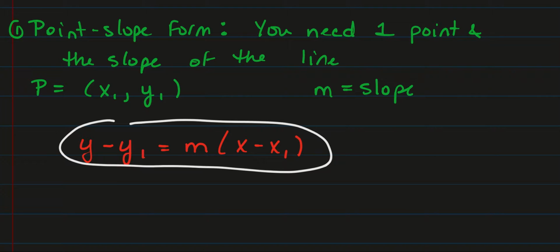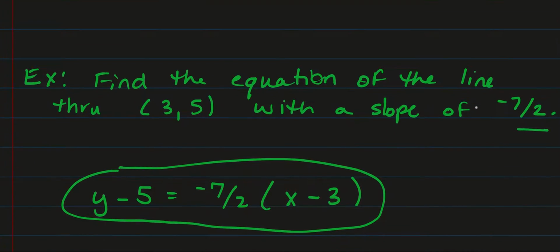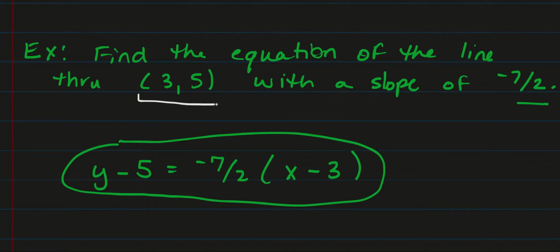Last time we gave the point slope formula for a line. We said that if we have one point, at least one point, we could have more, but we just need one, and we know the slope of the line, then the point slope form of the line is y minus y1 is equal to m times x minus x1, where x1 and y1 are the point, and m is the slope of the line. We did a problem where we found the equation of the line that went through the point 3, 5 and had a slope of negative 7/2.